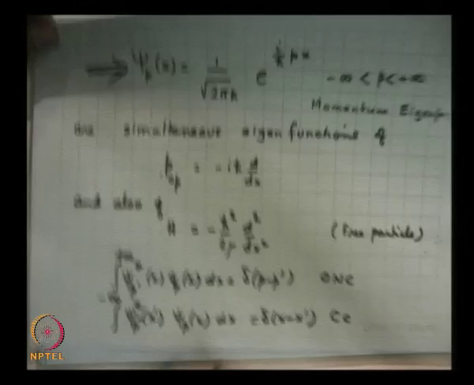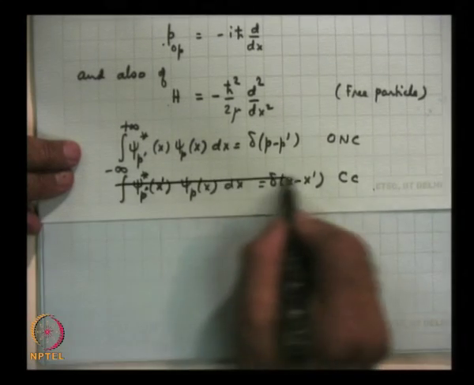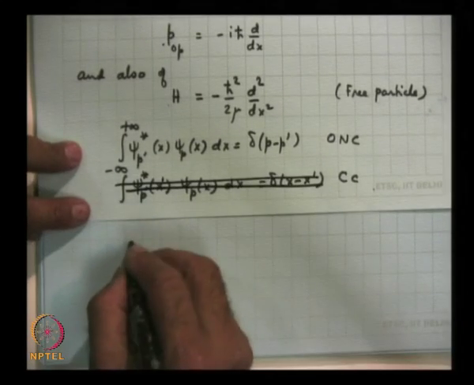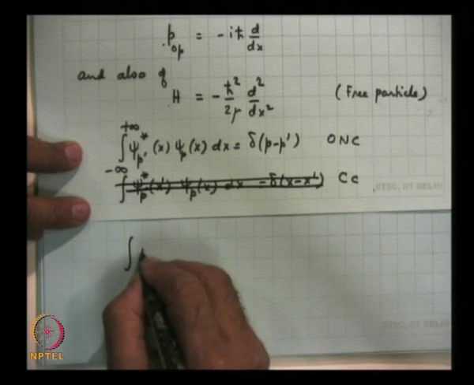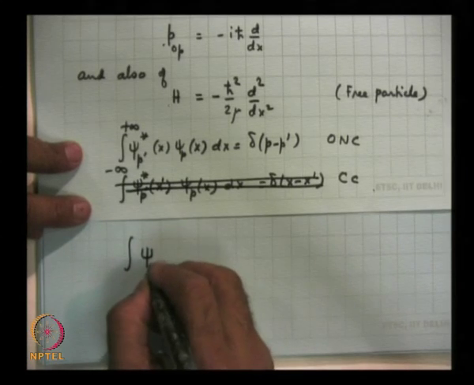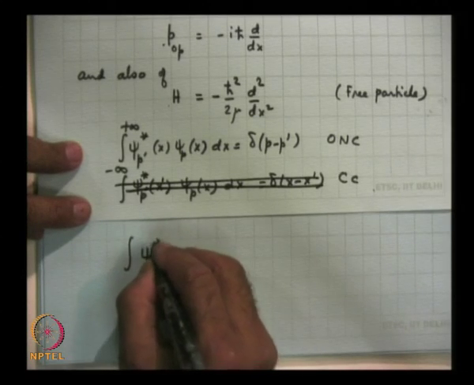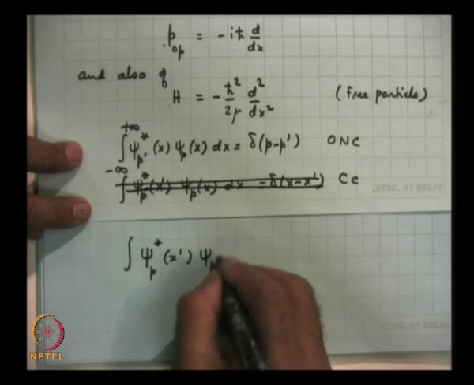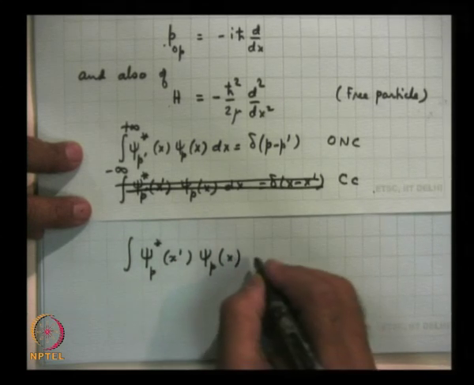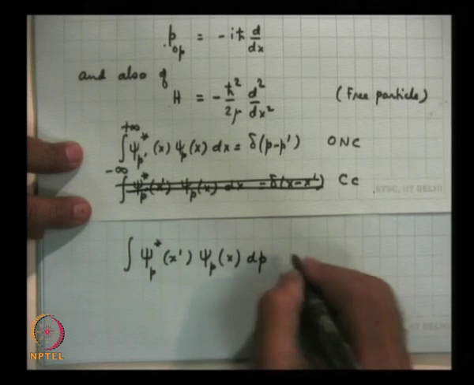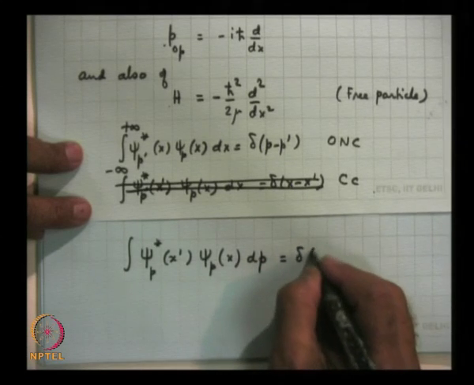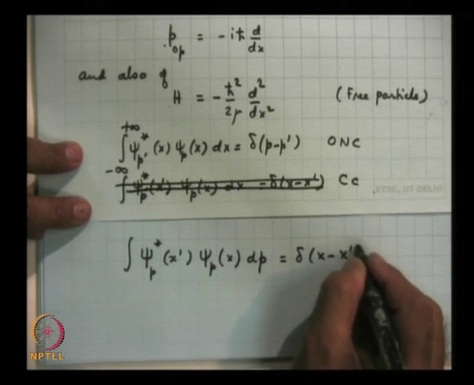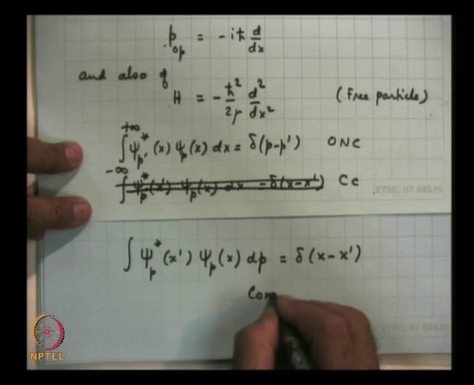Let me rewrite this again, as I have not written this carefully. So, this is the integral of psi p star of x prime times psi p of x dp is equal to delta of x minus x prime. This is the completeness condition.